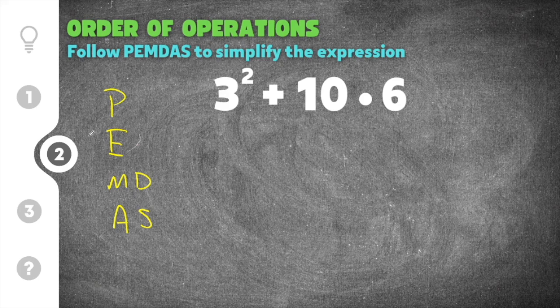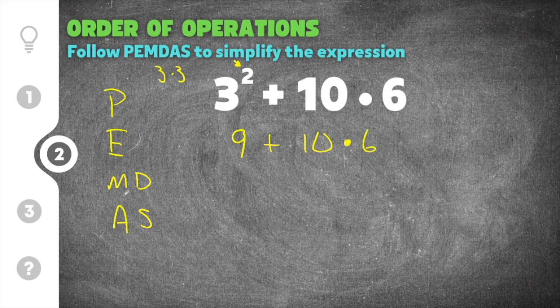Then we're going to move on to our next letter, which is E for exponents. In this expression, we do have an exponent. So the first thing we need to do is simplify this exponent. This is 3 squared. This is like saying 3 times 3. Well, 3 times 3 is 9, so I'm going to simplify 3 squared into 9. I'm going to bring down the plus 10 and the times 6.